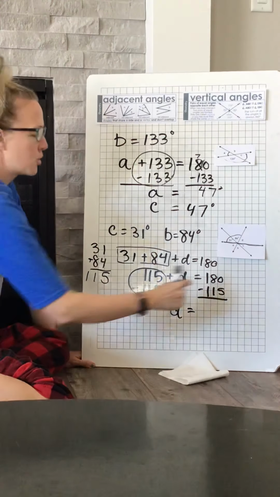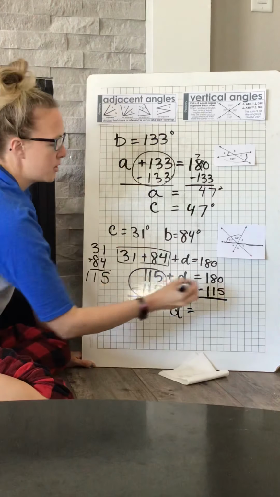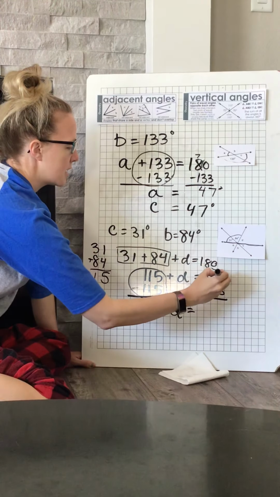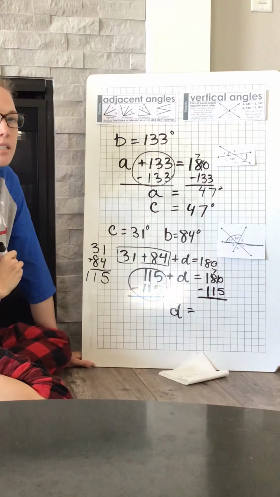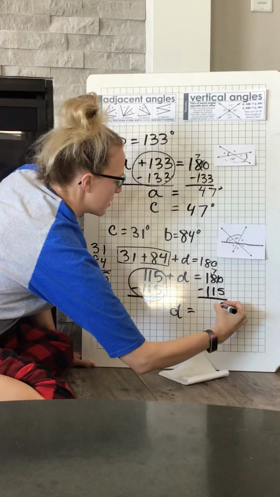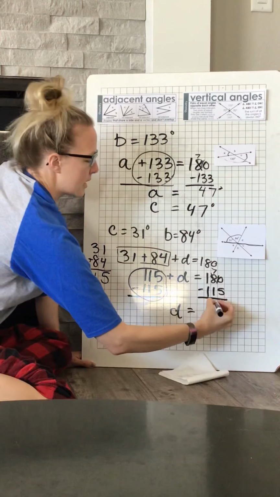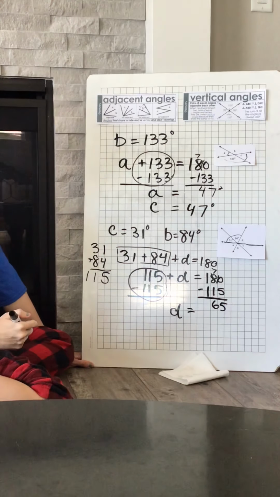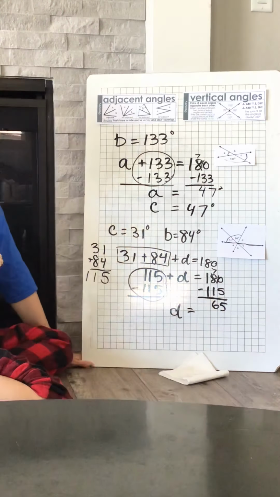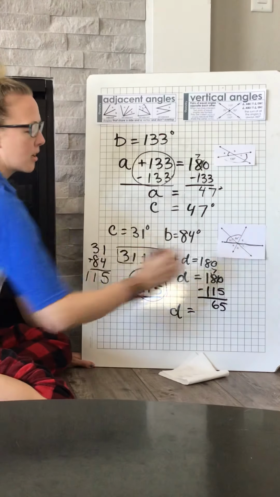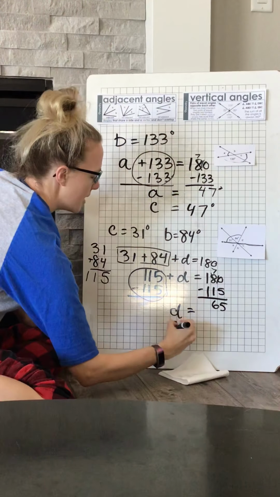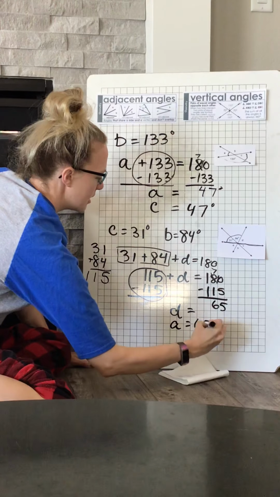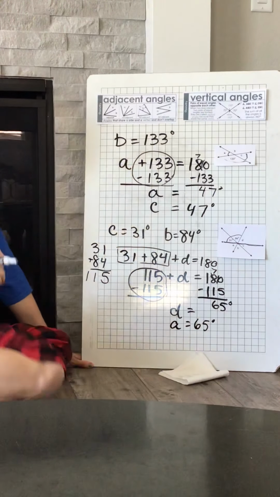Now I need to do my subtraction. 0 minus 5 I can't do. I need to borrow. Change that to 7 and make that a 10. 10 minus 5 is 5. 7 minus 1 is 6. 1 minus 1 is 0. So the value of D is 65. And remember, if D and A are vertical angles, then A should also be 65 degrees.